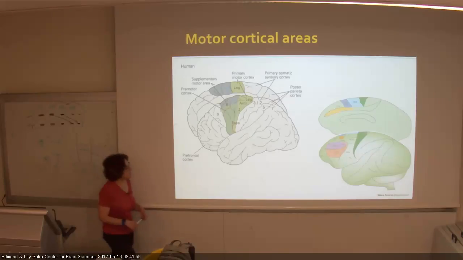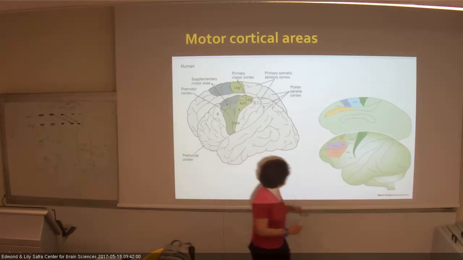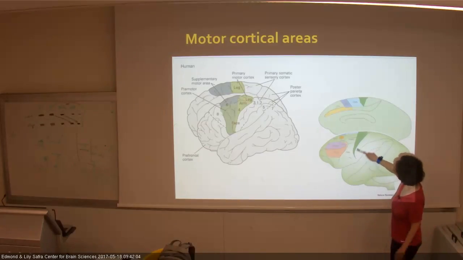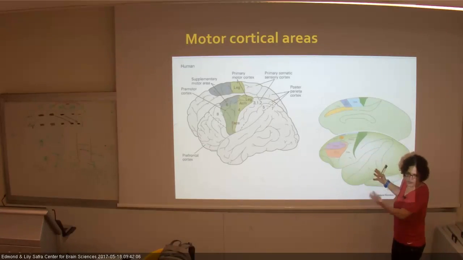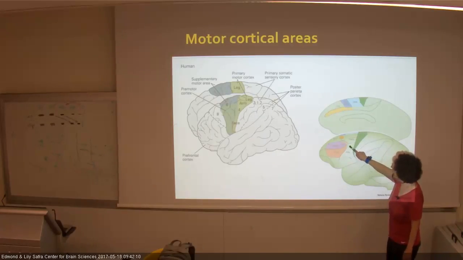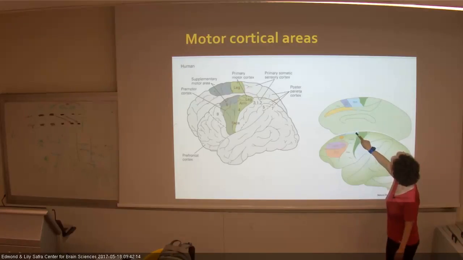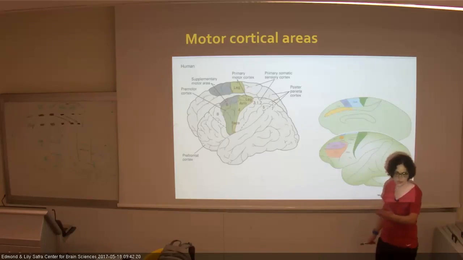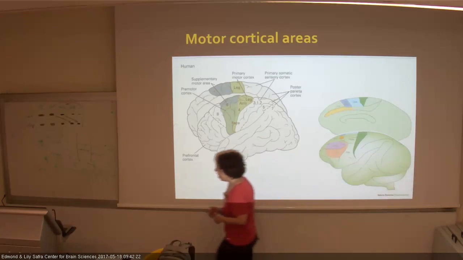In monkeys, because most of the studies are done in primates, we have a very similar organization. Of course it's not as complicated, but we have the primary motor cortex, the ventral premotor, the dorsal premotor, SMA, and then the frontal eye field here, and prefrontal cortex, different parts of prefrontal cortex. Okay.